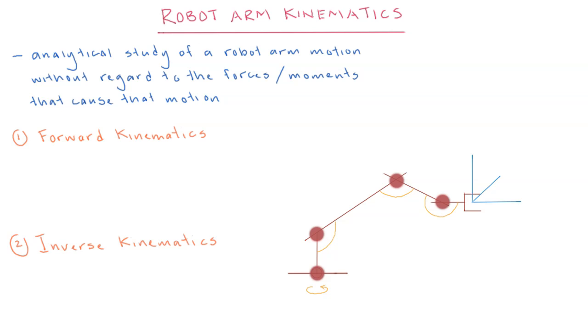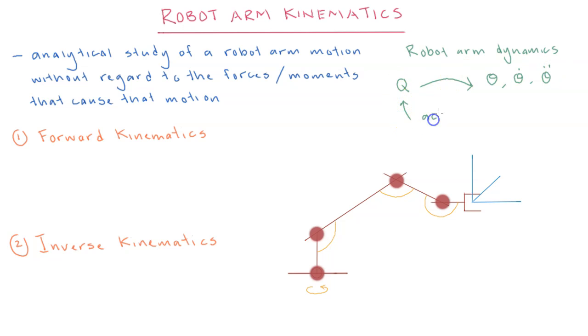So, robot arm kinematics deals with the analytical study of robot arm motion without regard to the forces and/or moments that cause that motion. On the other hand, robot arm dynamics, which we'll be studying in the future, is concerned with finding the relationship between actuator forces and the motion of a robot arm, which means by using robot arm dynamics, we'll be able to compute robot arm angle, angular velocity, and angular acceleration values.